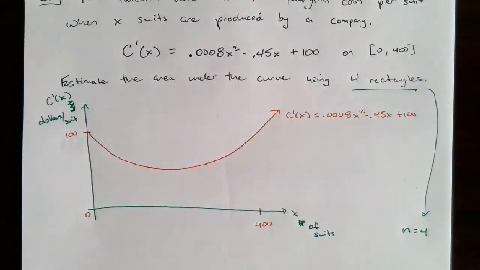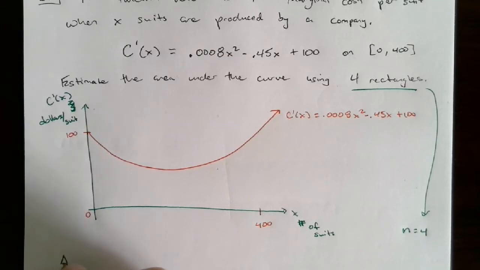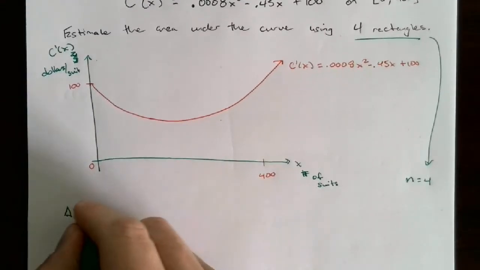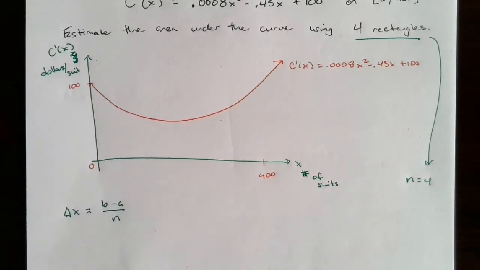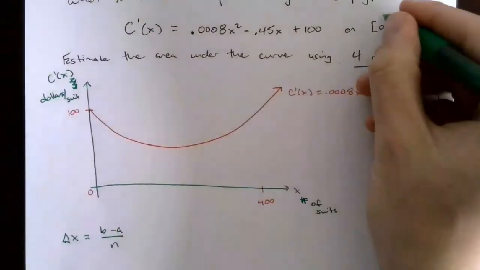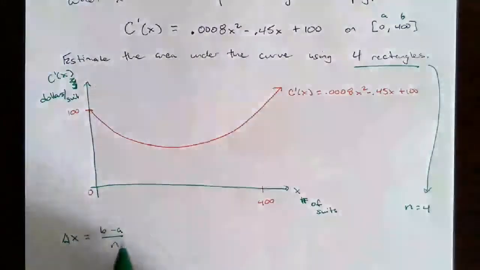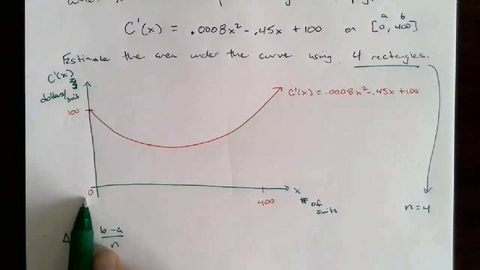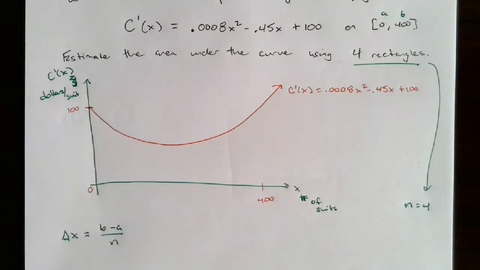But it also gives us a way of deciding how we're going to split up this 0 to 400, because we're going to call this delta x, meaning the change in x. It's going to be equal to b minus a over n. That's kind of a weird way to say it, but when you look up at our interval, it goes from a to b. So when I say b minus a over n, what I'm really saying is take 400 minus 0 and divide it by the number of rectangles you need, and that'll tell you your scale on your axes.